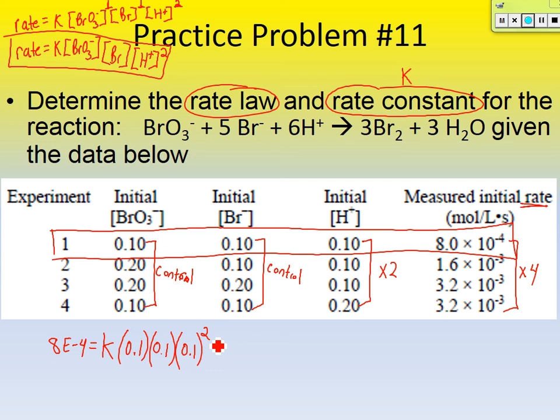Now we have an easy math equation with just one unknown. What I would do first is multiply all of these values together. So 0.1 times 0.1 times 0.1 squared.